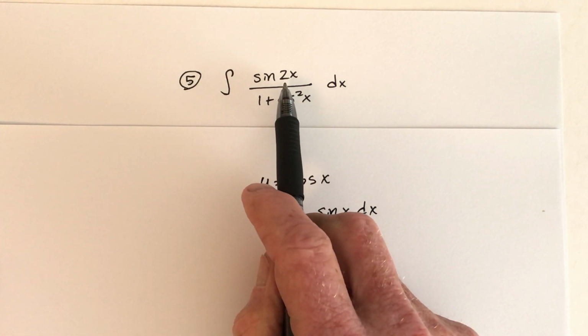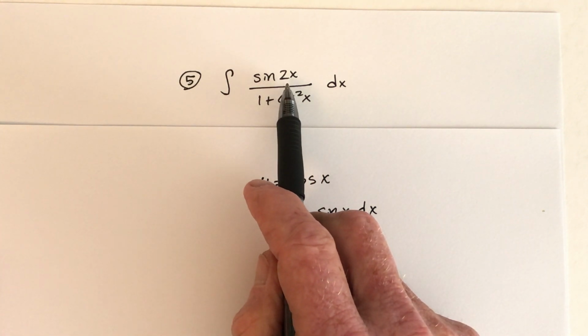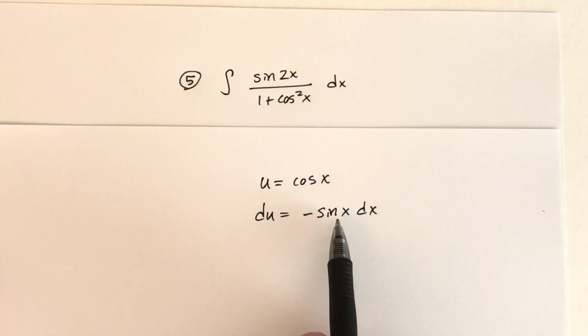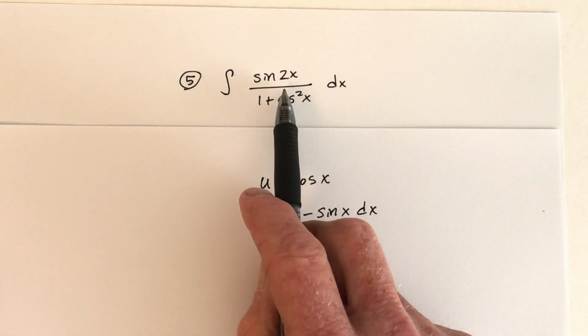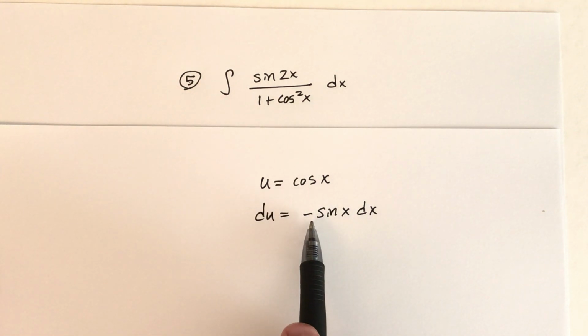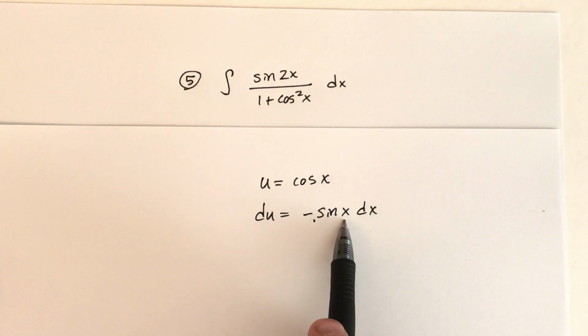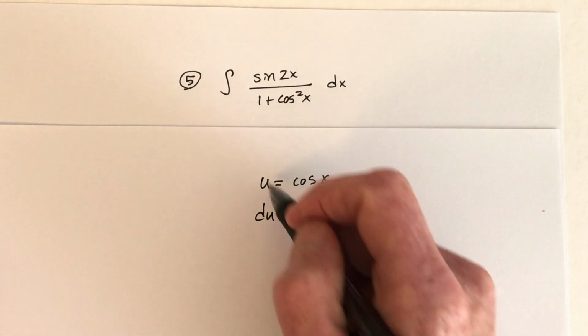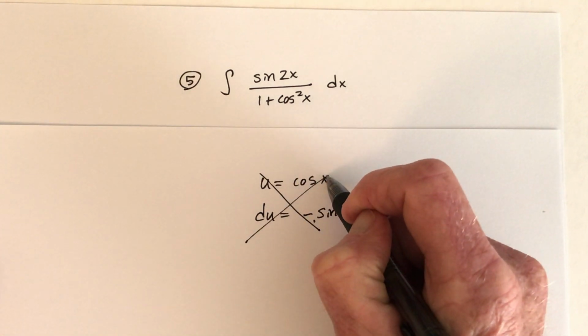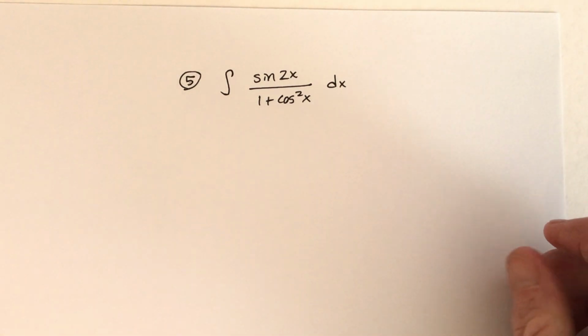Except not quite, because that's got a 2x. And this does not have a 2x. And on this line, when you're trying to adjust it to make it look like this, the only thing you can do is multiply by a constant, divide by a constant, and that's it. So there's nothing we can do about this because that says sine x and that says sine of 2x, and those are two different creatures. So this u substitution doesn't work. So pick another.